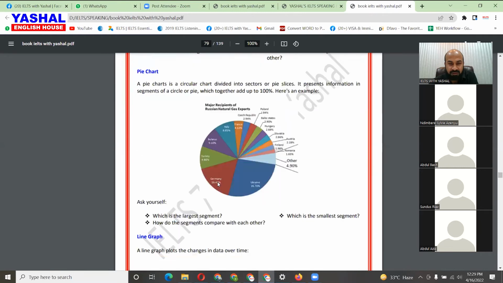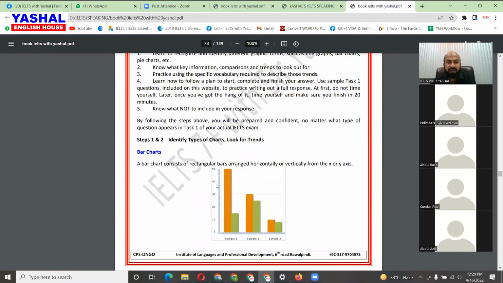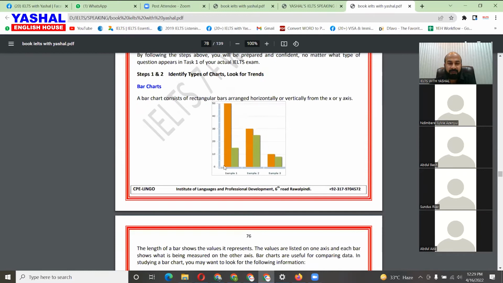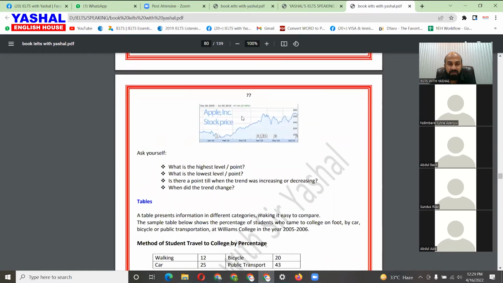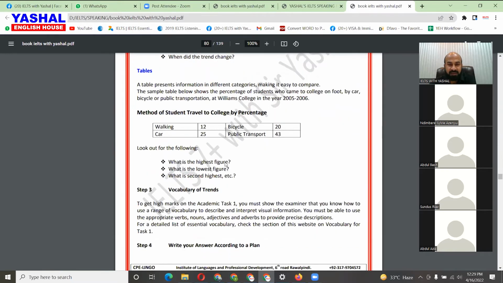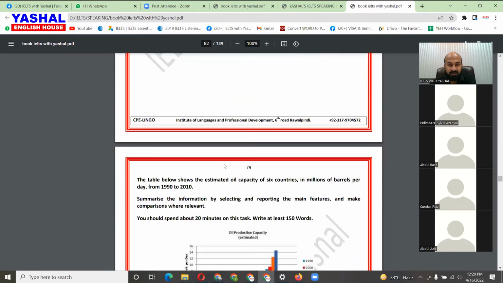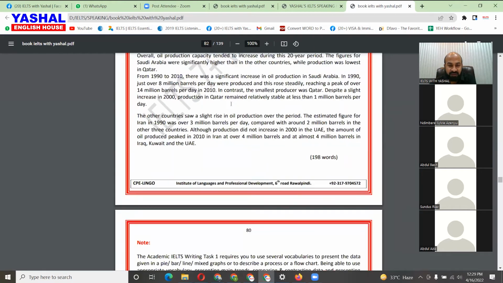For example, it is writing task 1. You would be getting a pie chart, a bar chart, a line graph, and a table. There would be such kinds of things.